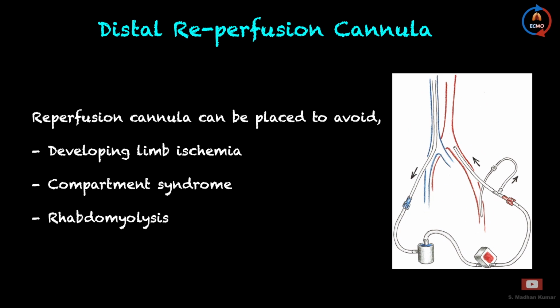This limb ischemia can be prevented by introducing a distal reperfusion cannula connected with the same return cannula as shown in this picture. It will avoid developing limb ischemia, compartment syndrome, and rhabdomyolysis.